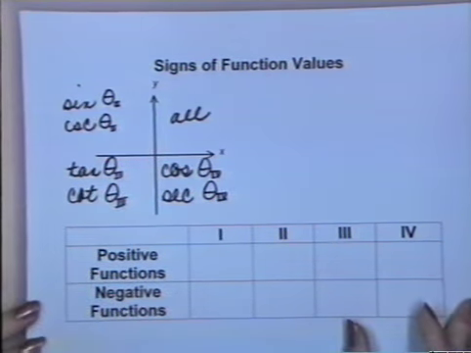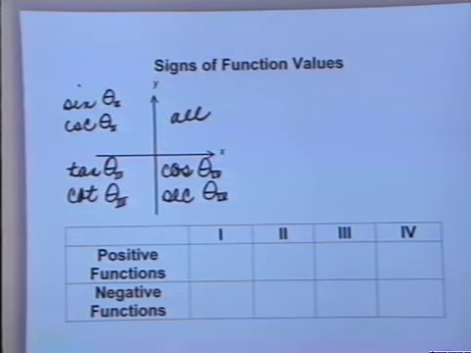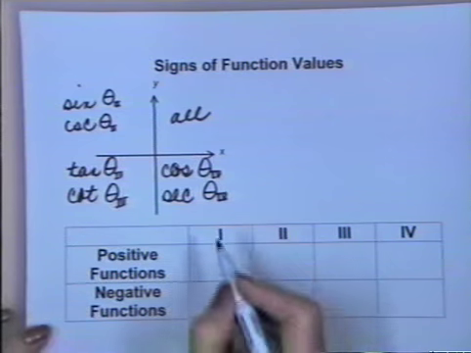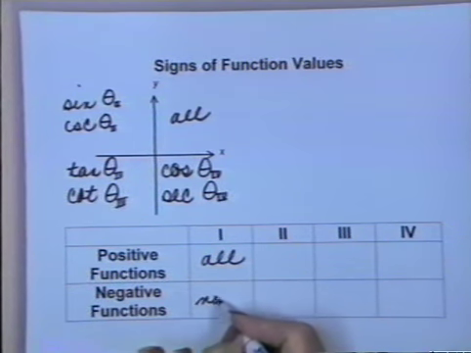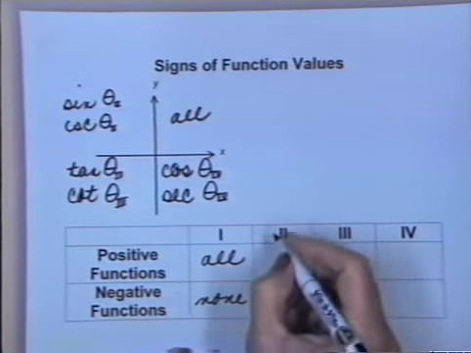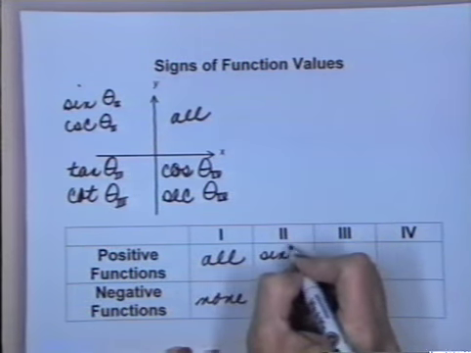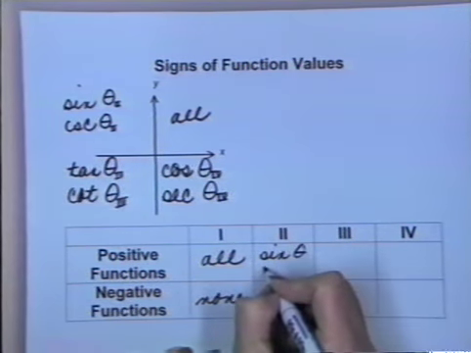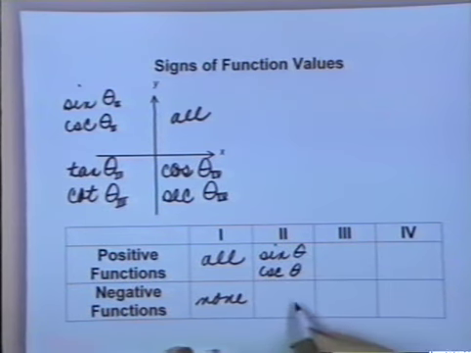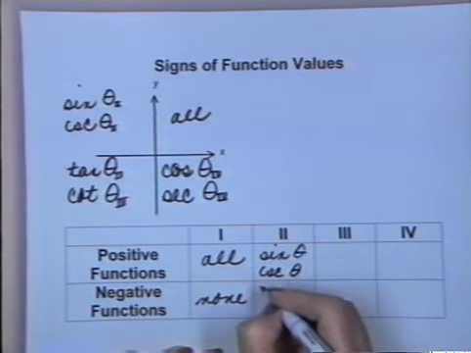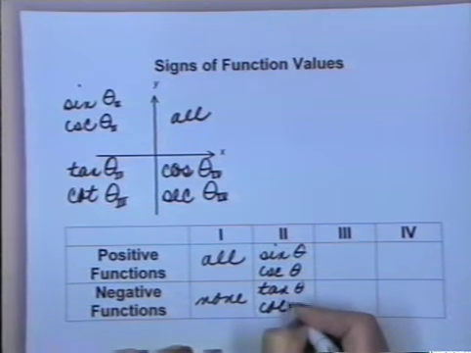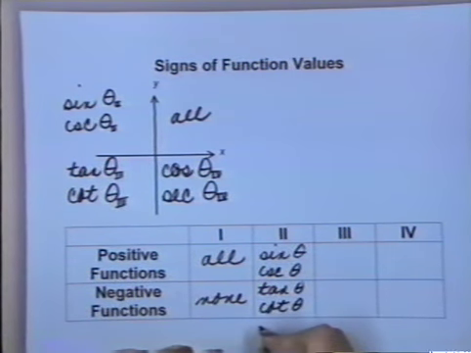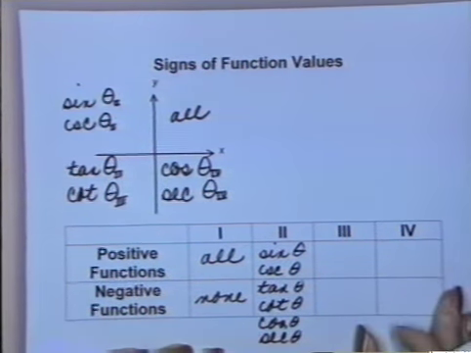I think it's also important for you to know it by quadrant and to classify it. In quadrant 1, all functions are positive, none are negative. For quadrant 2, the functions that are positive would be the sine function and the cosecant function. The functions that are negative for quadrant 2 angles would be the tangent function, the cotangent function, the cosine function, and the secant function.